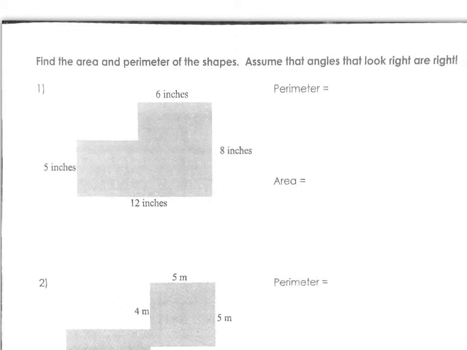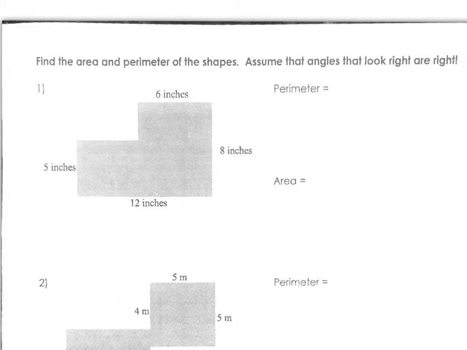Okay, moving on, what we have here is composite shapes. Composite shapes are kind of complicated shapes that we're going to break down into smaller, easier to understand shapes. So I want you to look at this first problem and see how you would divide that up into maybe two rectangles.